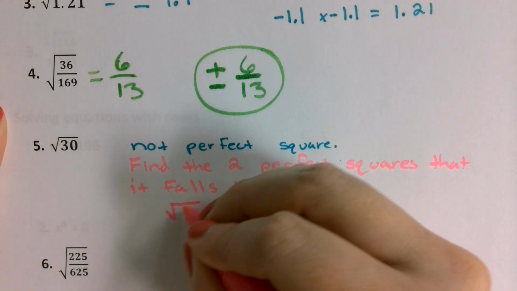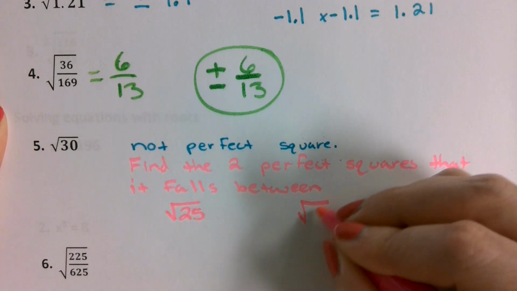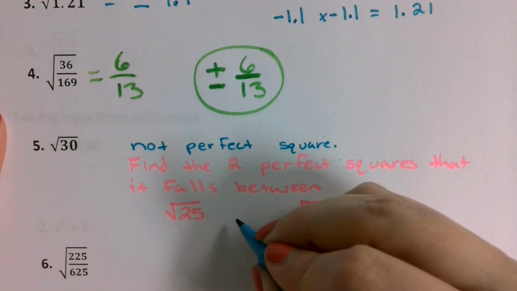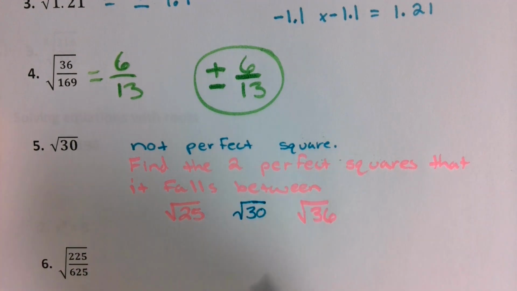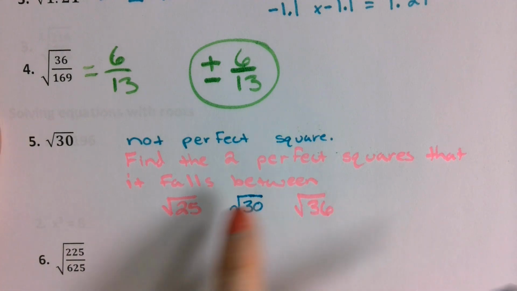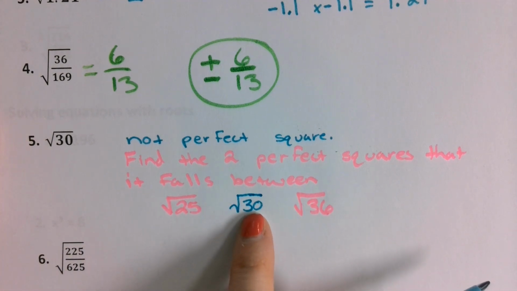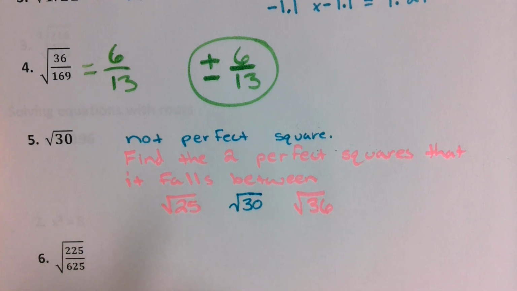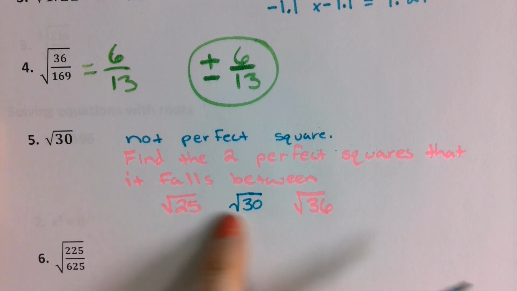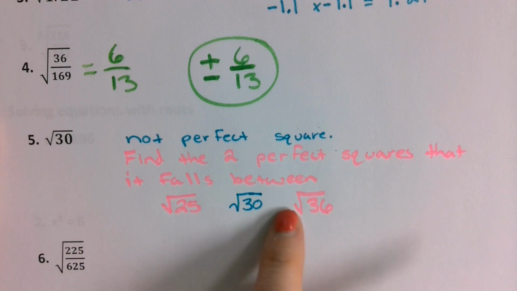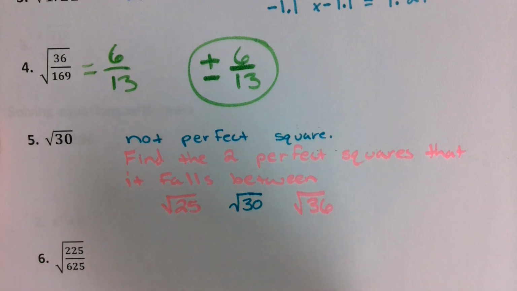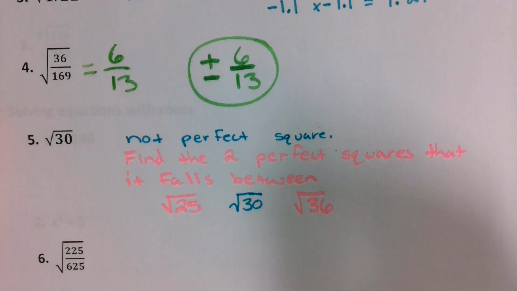Okay, square root of 25 and square root of 36 are the two perfect squares that surround the square root of 30. So I want to figure out which one of these perfect squares 30 is closer to. Is 30 closer to 25 or closer to 36? 25, right? It's only 5 units away from 25. It's 6 units away from 36. So it's a little bit closer to the square root of 25. So we're going to estimate it to being roughly about 5.